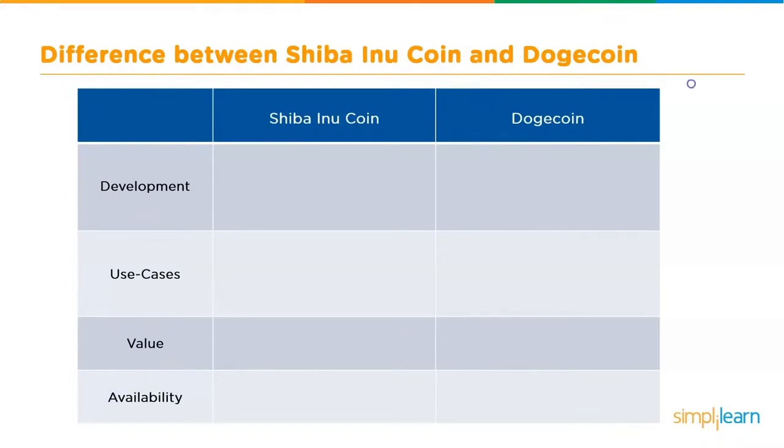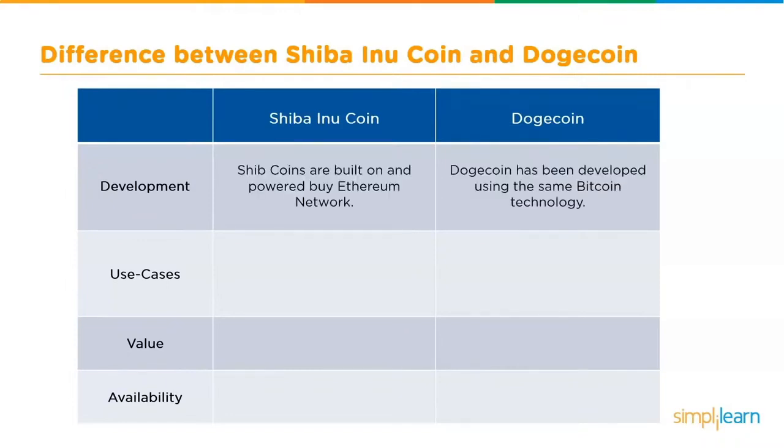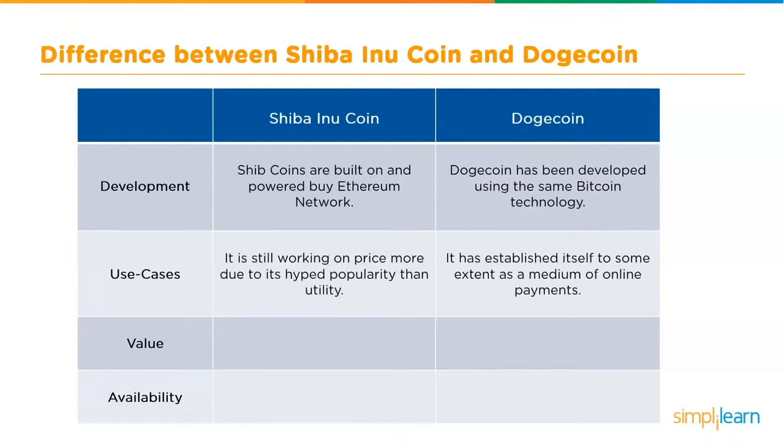First is development. Shiba Inu coins are built on and powered by the Ethereum network, while Dogecoin has been developed using the same technology as Bitcoin. Then is use cases. Shiba Inu coin is still working upon price more due to its high popularity than utility. But on the other hand, Dogecoin has already established itself to some extent as a medium of online payments.